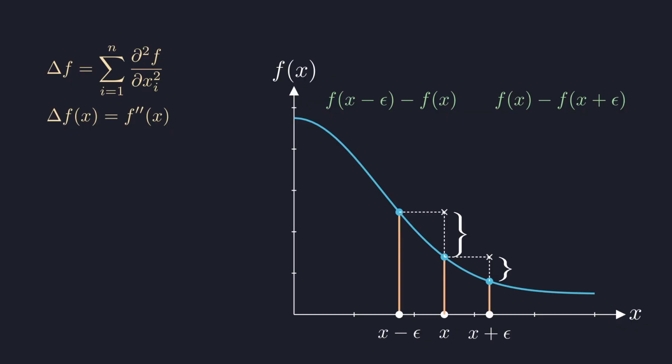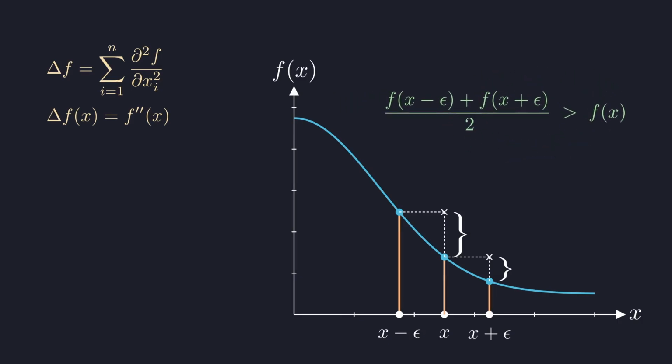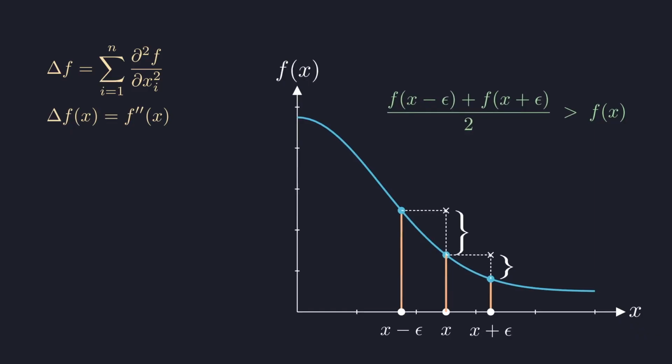From the figure, we can clearly see that the first length is larger than the second length. You can pause the video and try to convince yourself that this will always be the case whenever the graph of the function f is concave upwards in our interval of interest. Rearranging the terms, we can read the same inequality as follows. The average value of f at the neighbors of x is larger than the value of f at x itself. We'll try and quantify the difference between the two sides of the inequality.